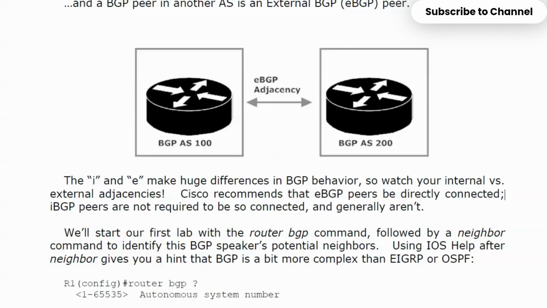Now we're going to start our very first adjacency in our first lab with the router BGP command, followed by a neighbor command to identify this BGP speaker's potential neighbors. So let's go ahead and bring the live equipment up. And we're on router 1. Routers 1, 2, and 3, by the way, are over the same Frame Relay network that we've used over most of the labs in this course, but I'm not showing it here because it's really not germane to what we're doing. We're looking above that. We're looking strictly at BGP.